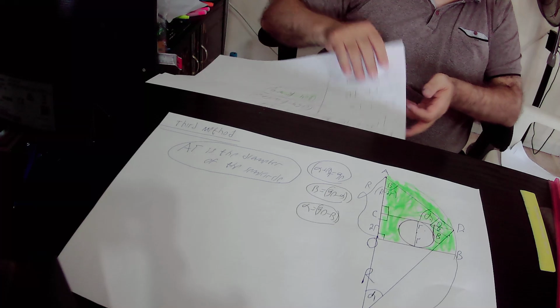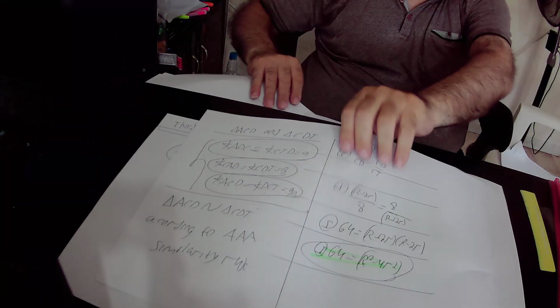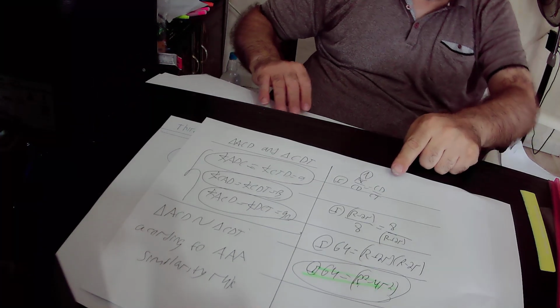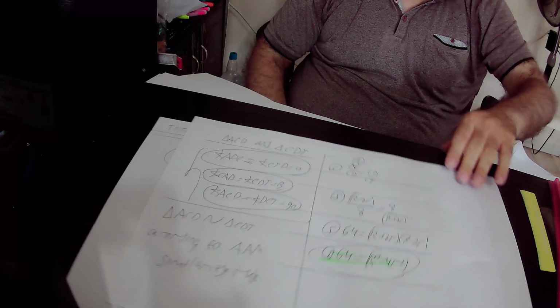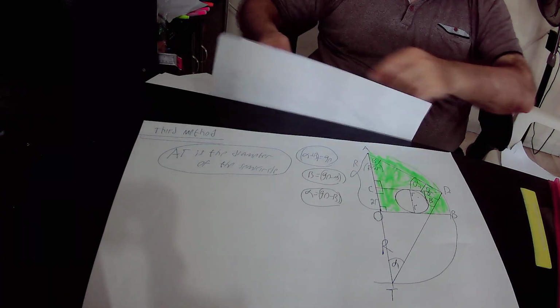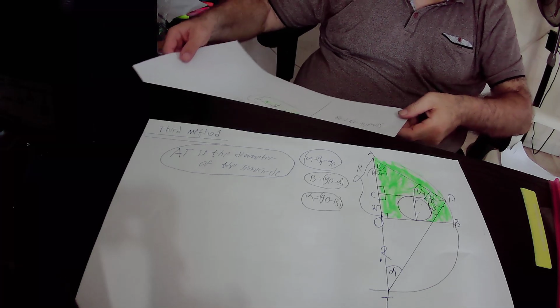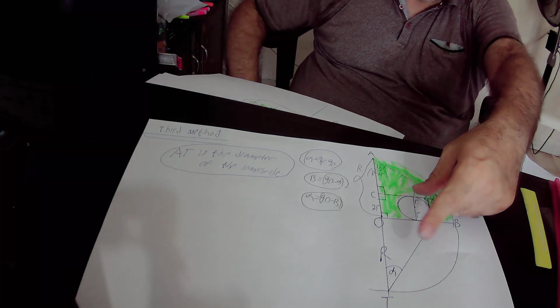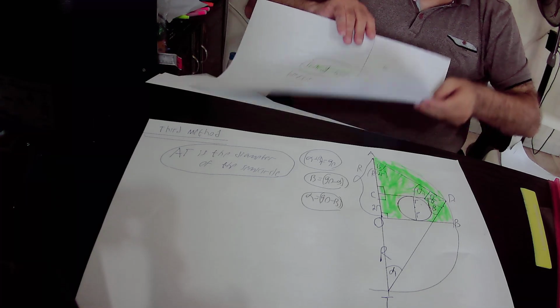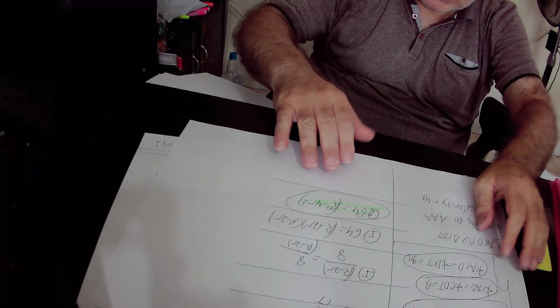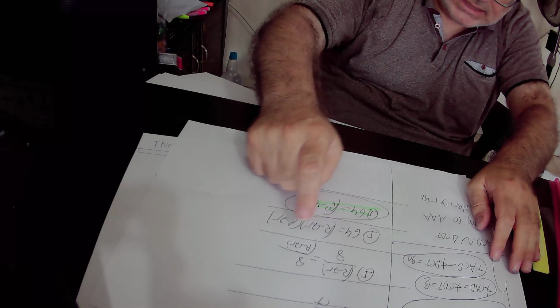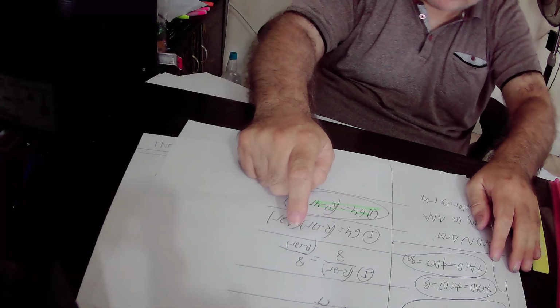I repeat again, AC over CD equals CD over CT. Okay, AC equals capital R minus 2R, CD equals 8, and CT equals capital R plus 2R. So in conclusion, we found out that according to equation number 1, capital R plus 2R over 8 equals 8 over capital R minus 2R.